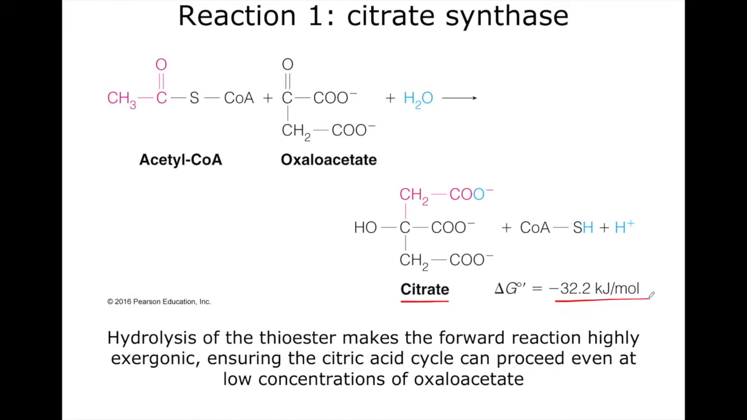Now, if we look under standard conditions, this has a very negative delta G standard. So this is a very exergonic reaction, because we have the acetyl-CoA, which is a thioester. We talked about that previously. And we're hydrolyzing, or breaking, that thioester bond, which will release a lot of energy. So this large release of free energy ensures that the whole pathway, the whole citric acid cycle, will be exergonic and spontaneous, even if we have low concentrations of intermediates such as oxaloacetate. It will still be drawn, or moved, to the right.